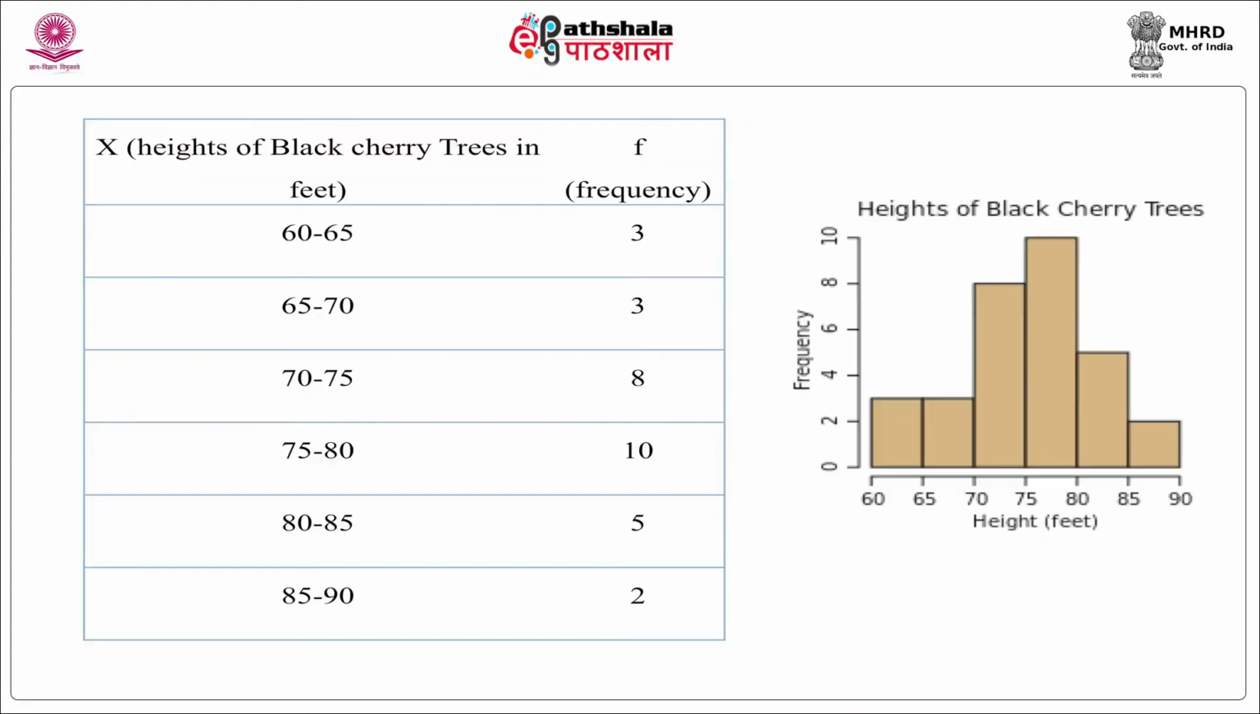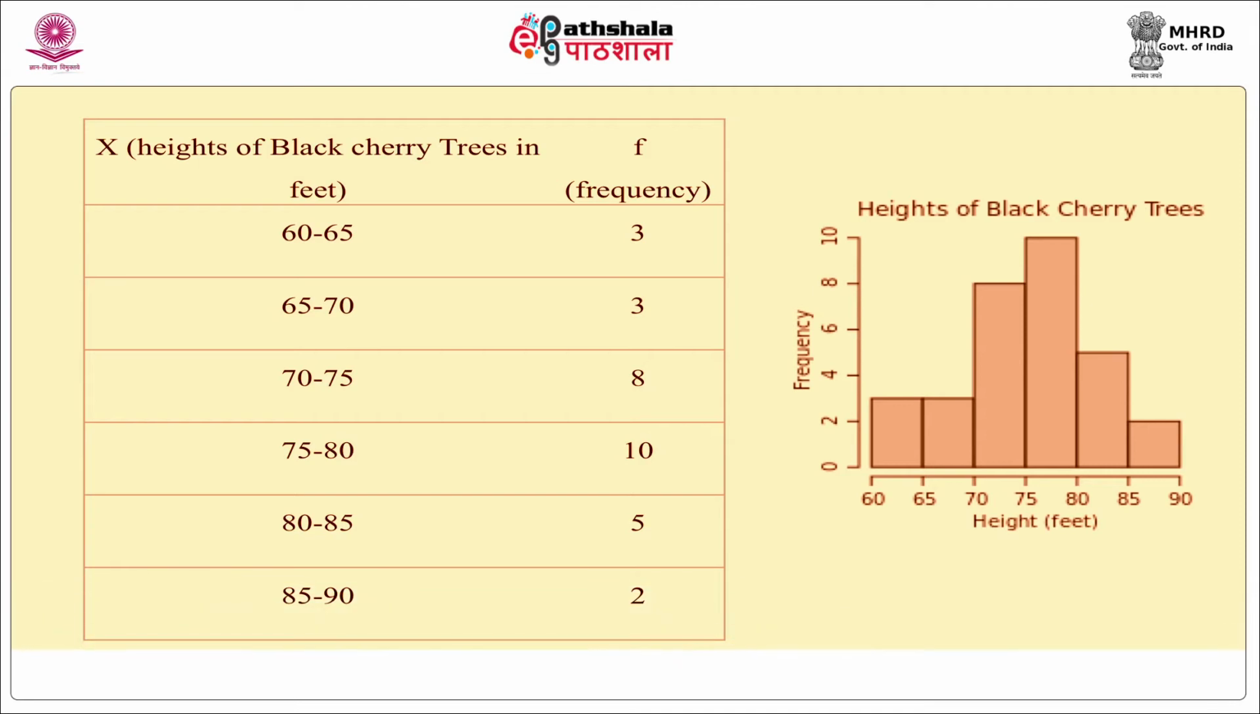This can be explained with the help of an example. This example represents data in continuous series with x as the height of the cherry trees in feet and their respective frequencies. Now friends, as you can see on your screen, this table and the graph show the cherry trees having a height of 60 to 65 feet are 3 in number. The cherry trees having a height of 65 to 70 feet again are 3 in number. The cherry trees having a height of 75 to 80 feet are the maximum, that is 10 in number.